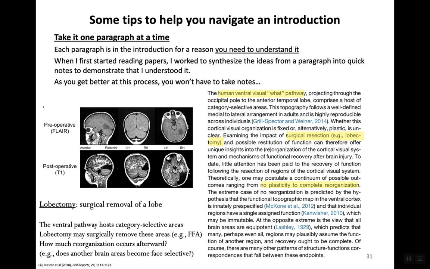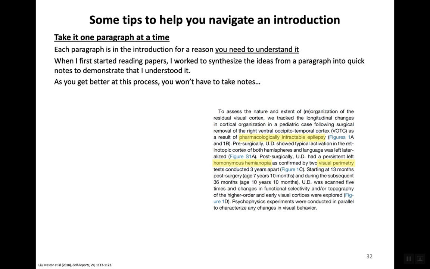And then that leads us to the main question of the study. How much reorganization occurs afterward? So once you remove the FFA and the PPA and a whole bunch of other category selective areas, what happens with the rest of the brain? Do we get other brain areas which previously played no role in face processing to suddenly become face selective? Well, let's take a look at the next, the second and last paragraph of this introduction.